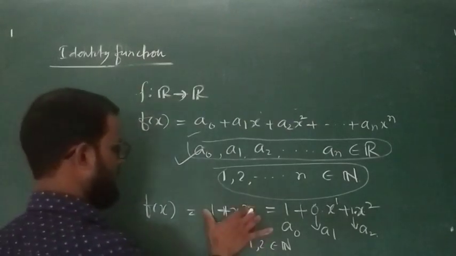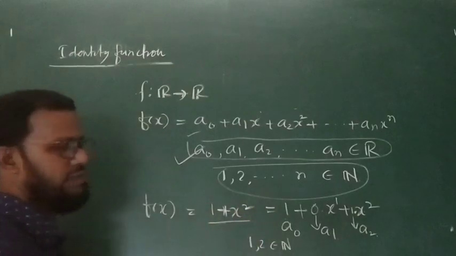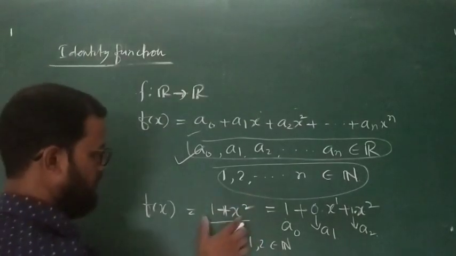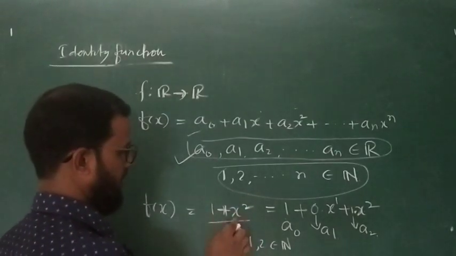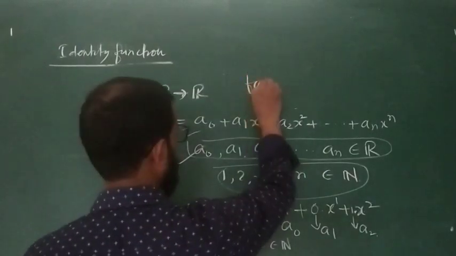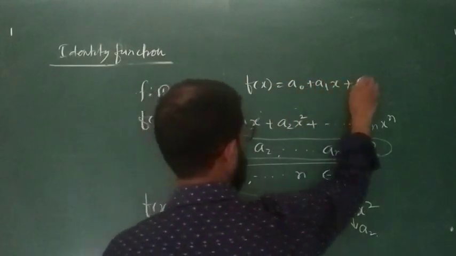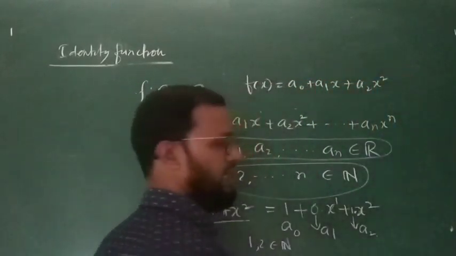Therefore this expression is a polynomial. And this expression is called a quadratic polynomial. It is quadratic with the highest power of x equal to 2, and therefore it is called a quadratic polynomial function. Suppose that f(x) is equal to a0 plus a1x plus a2x square, it is called a quadratic polynomial.